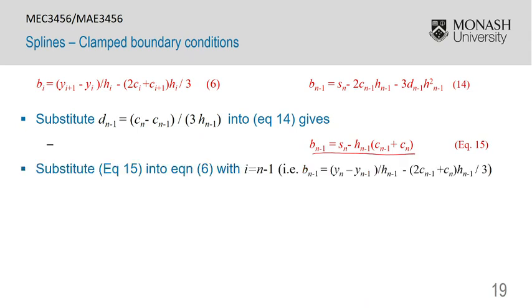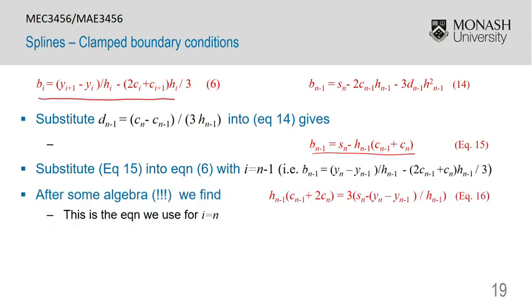We then substitute equation 15 back into equation 6 with i equal to n minus 1, so just replace i equal to n minus 1 in this expression here. After we do a little bit of algebra, and it's slightly complex, this one here, we find the following expression. An expression that relates c(n-1) and cn to values of y and the slope that we want to use as the boundary condition at the right-hand side. And so this equation here, equation 16, is the equation that we use for i equal to n.